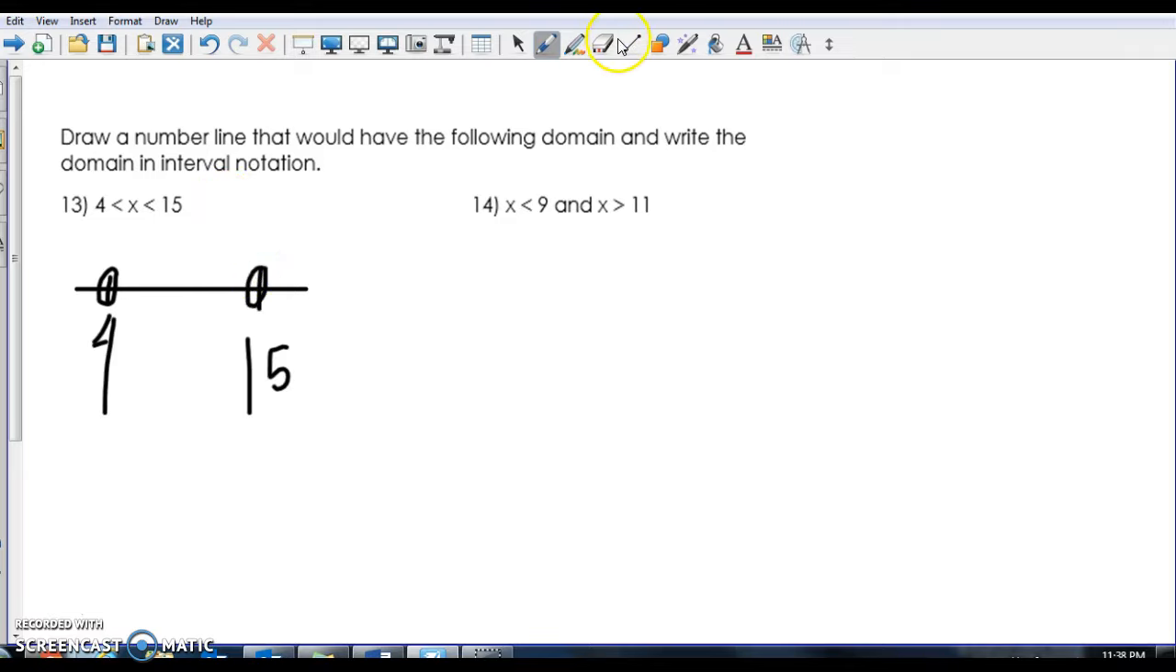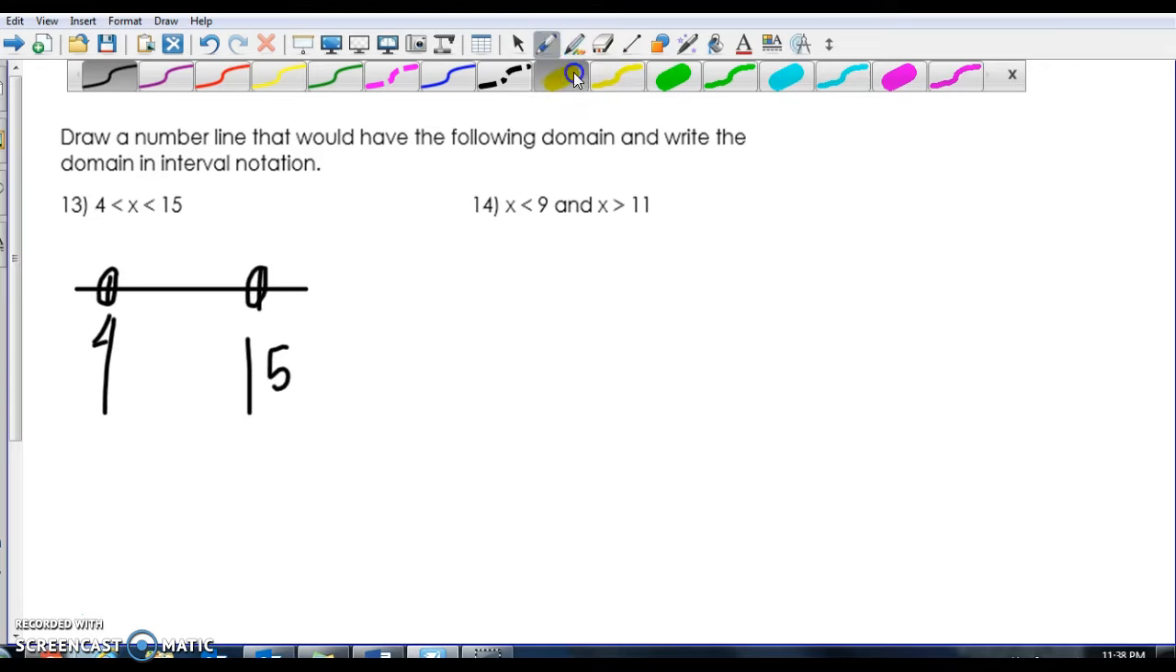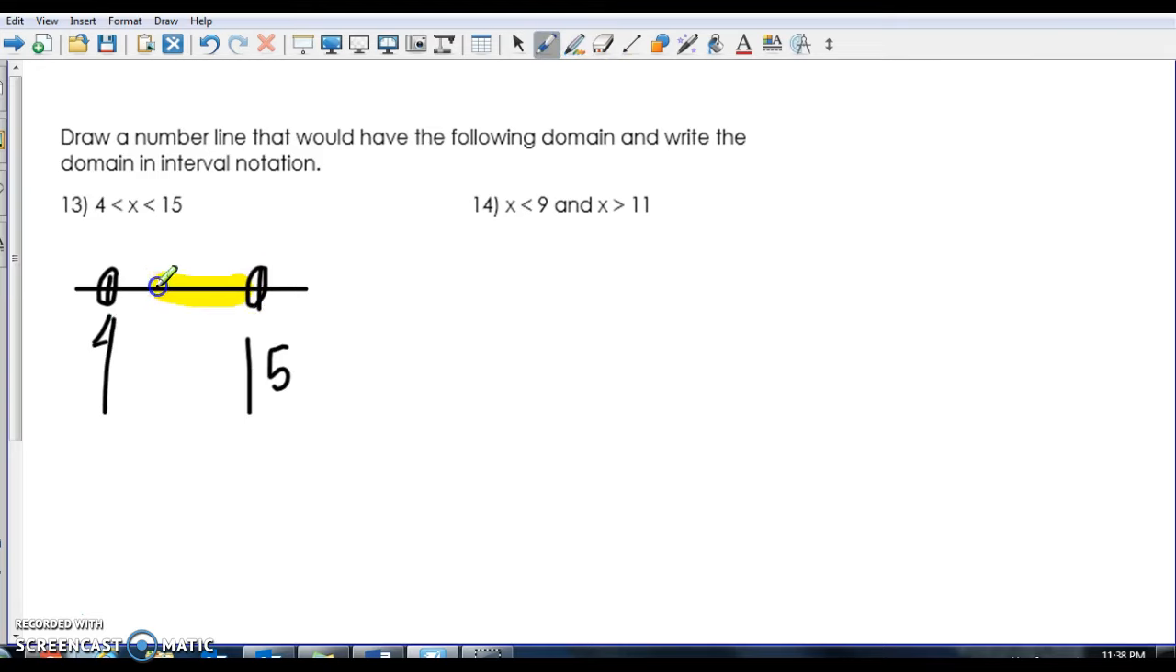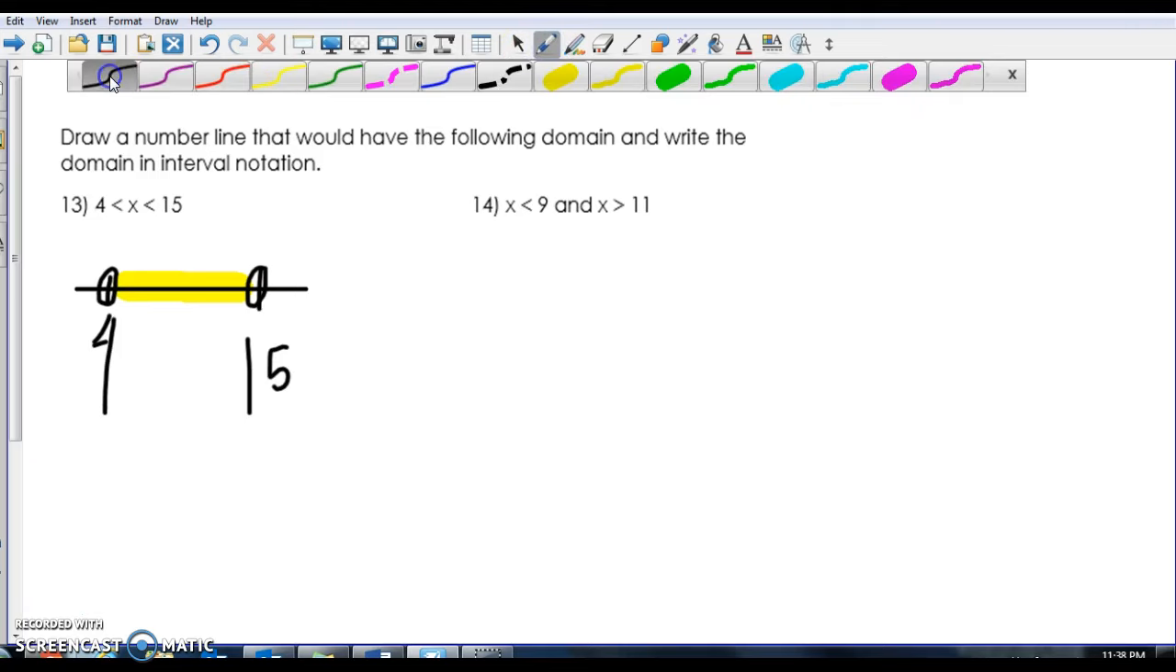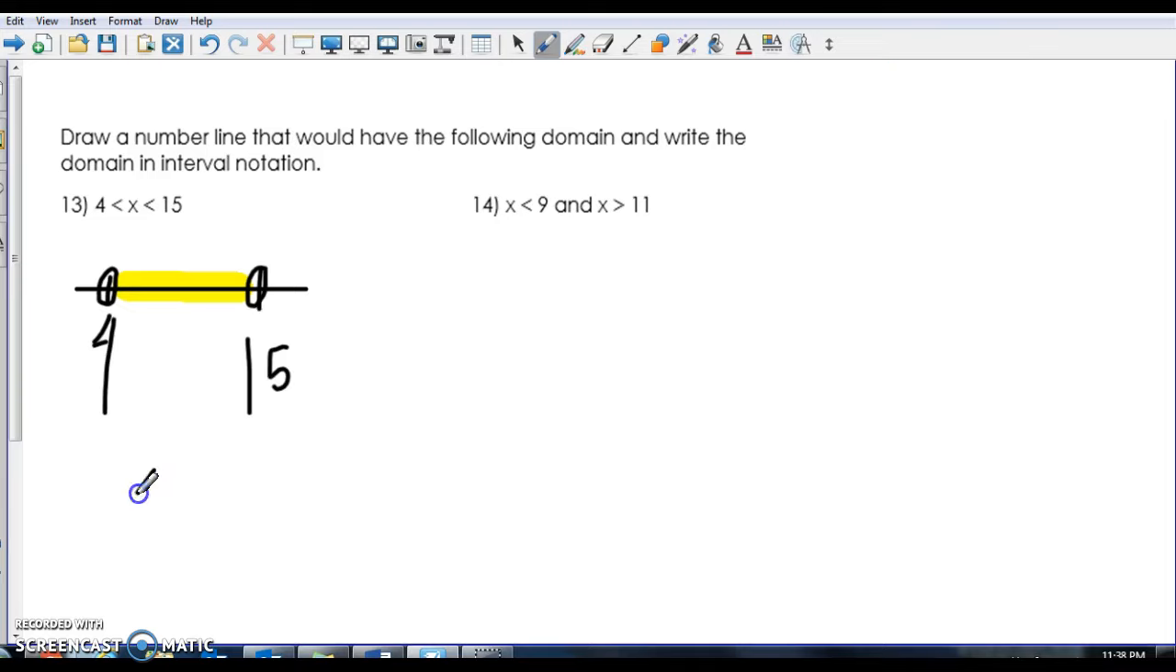And because this is an and problem, they're going to be shaded towards each other, so keep that in mind. It's going to look like this, which is going to help us decide what the interval notation is. So the number on the left is 4, the number on the right is 15, because it's going in between those. And these are going to be parentheses, so it's parentheses 4, comma, 15, parentheses.